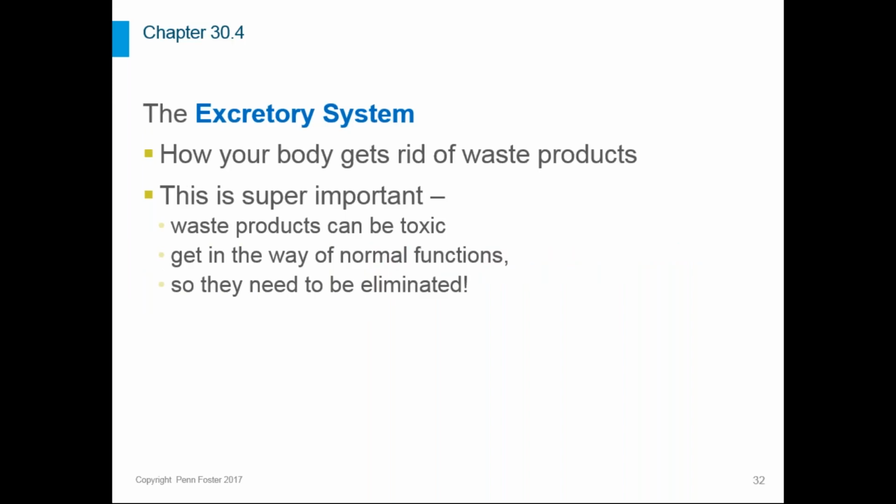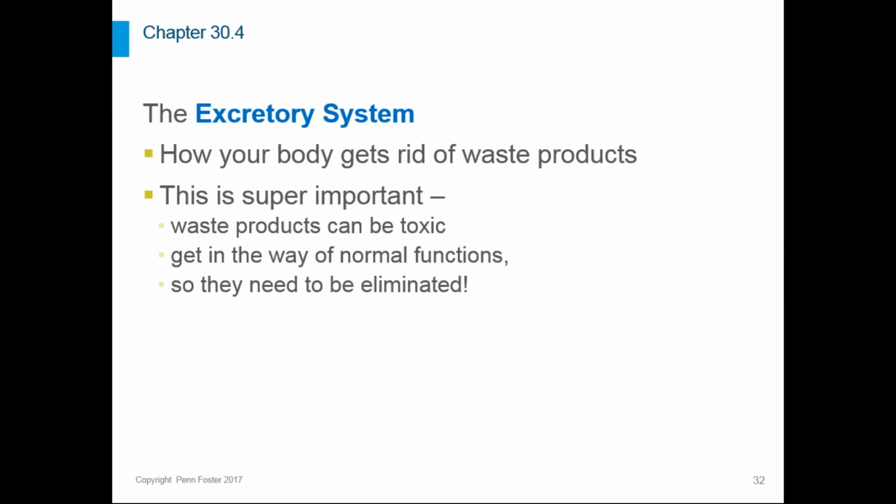And chapter 30.4 is the excretory system. This is how your body gets rid of waste products. So you might not think of this when you consider the body parts that are very important, that you need to stay alive, but this process is actually very, very important. Waste products can be toxic, and so they need to be eliminated from your body. They can also just get in the way of normal functions, so they need to be eliminated. You need to clear them out of there.